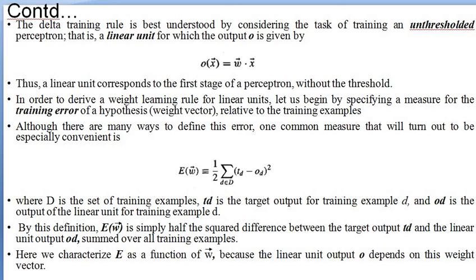In order to derive the weight learning rule for a linear unit, let us begin by specifying a measure for the training error of a hypothesis relative to the training examples. First we have to check the training error: how much error is there in my training examples? This training error is nothing but the error in the weights, because we have assigned some random weights, and that is where the error comes from. Hence it is called the training error.